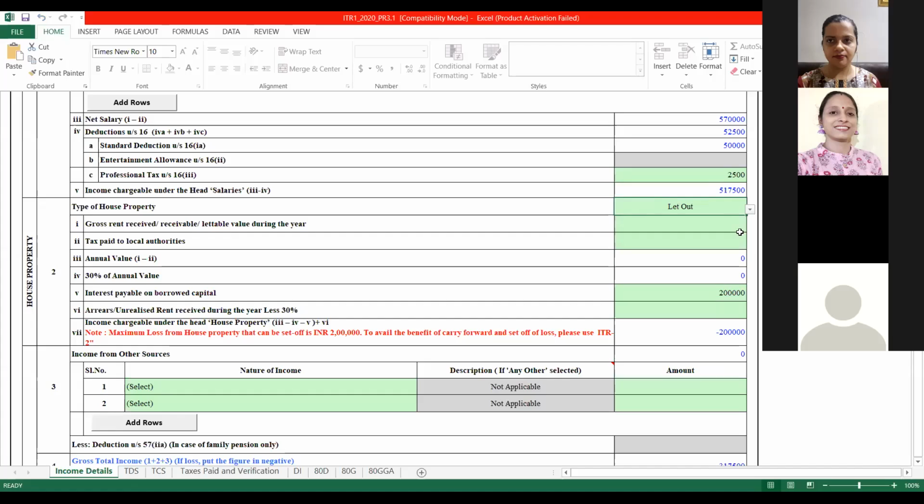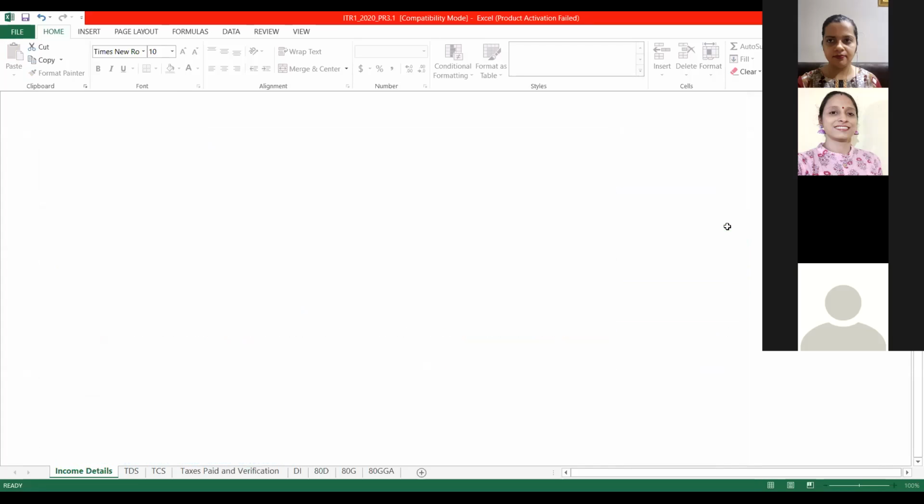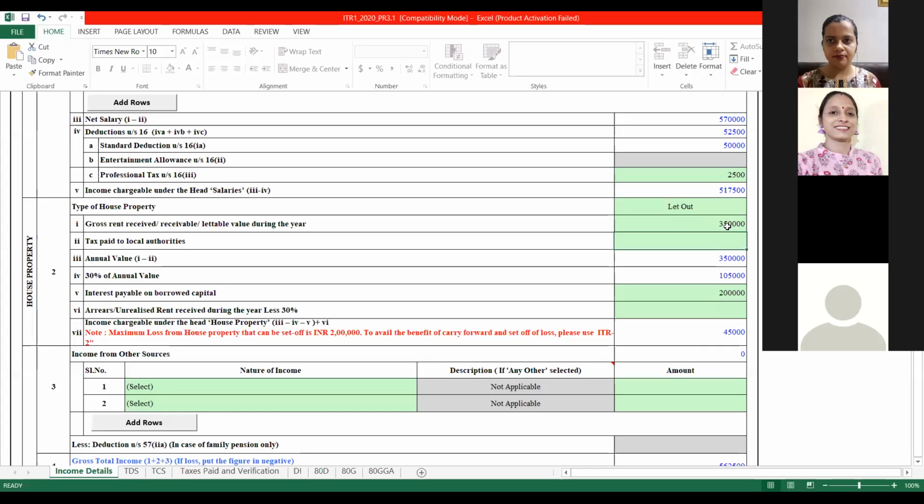So let out. Now you will see the cells below this were gray earlier. Now they have turned green. So now I can enter the data over here. Gross rent received or receivable. Say for example, I have earned rent of maybe 3,50,000. Taxes paid, that is property tax, which we generally pay, say for example, 2,500.